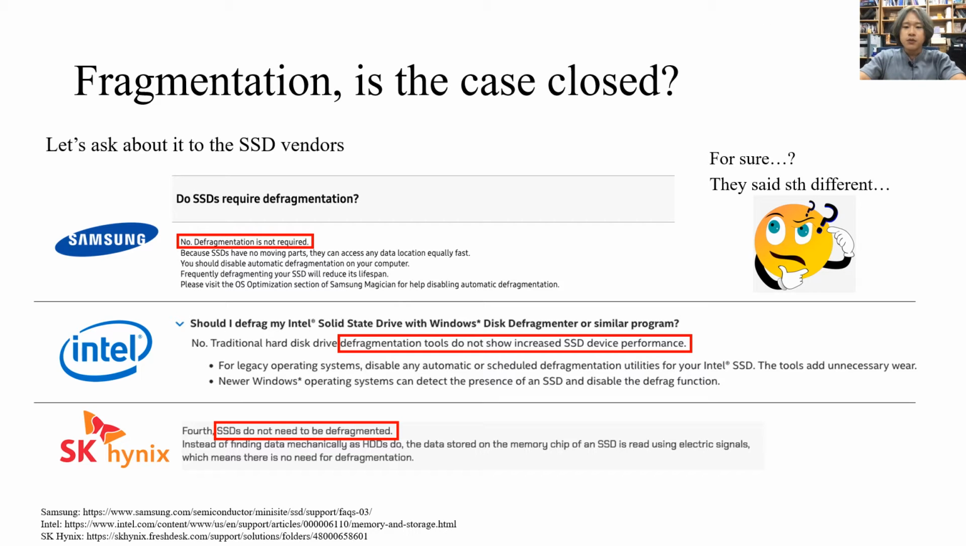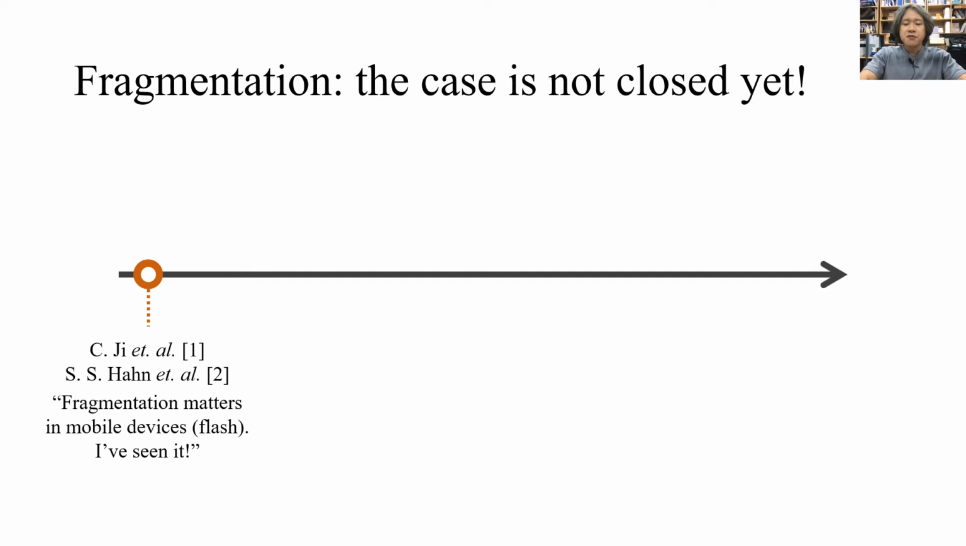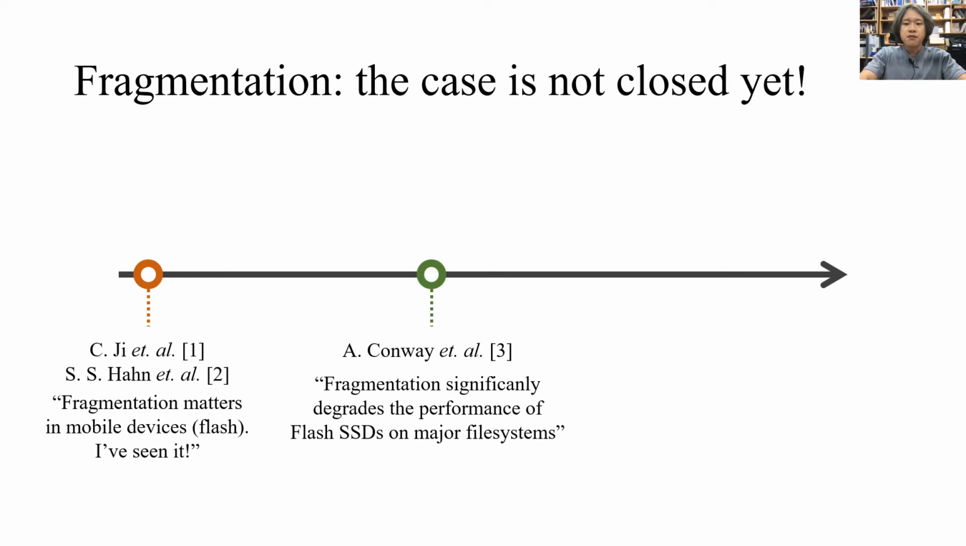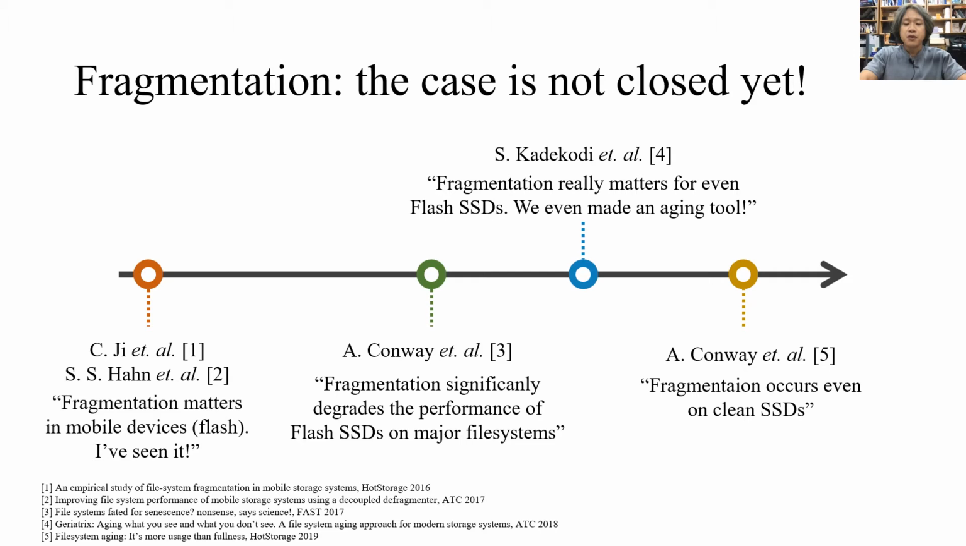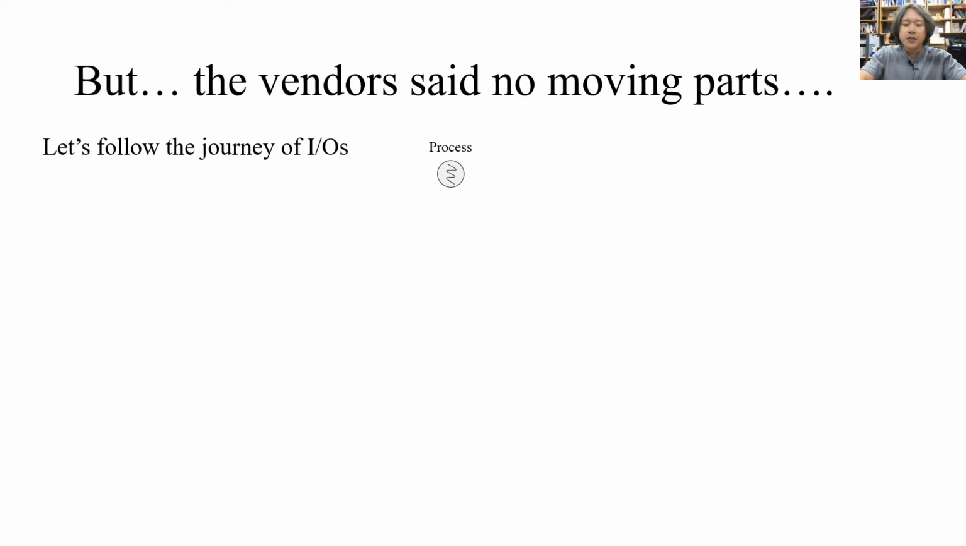For sure? Some researchers still argue that fragmentation matters on flash storage. Previous research observed that fragmentation matters in mobile devices and it happens again quickly even after defragmentation. Another researcher found that fragmentation significantly degrades the performance of flash SSDs on major file systems such as ext4, F2FS, and BTRFS. They replayed the problems using a Git scenario. More recently, another study experimentally demonstrated that the performance of file systems in the paper is actually different from the reality because of file system aging. Finally, another paper argues that fragmentation really occurs even on clean SSDs, and they said regarding fragmentation, the usage is more important than fullness. But the SSD vendor said fragmentation is nothing because such devices have no mechanical moving parts.